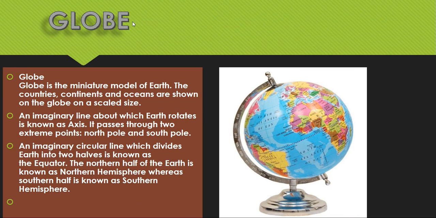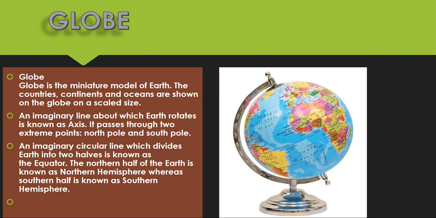We'll begin with a globe. Can you see this, boys and girls? The picture I'm pointing at. This is called a globe. Globe is a true model or a miniature form of the Earth. Our Earth looks like this. To represent the Earth, we have made a miniature model of the Earth.